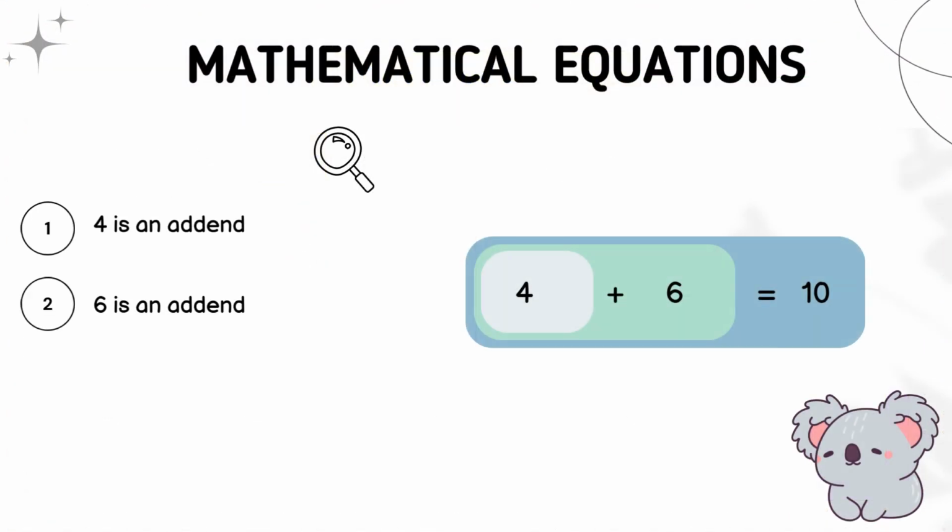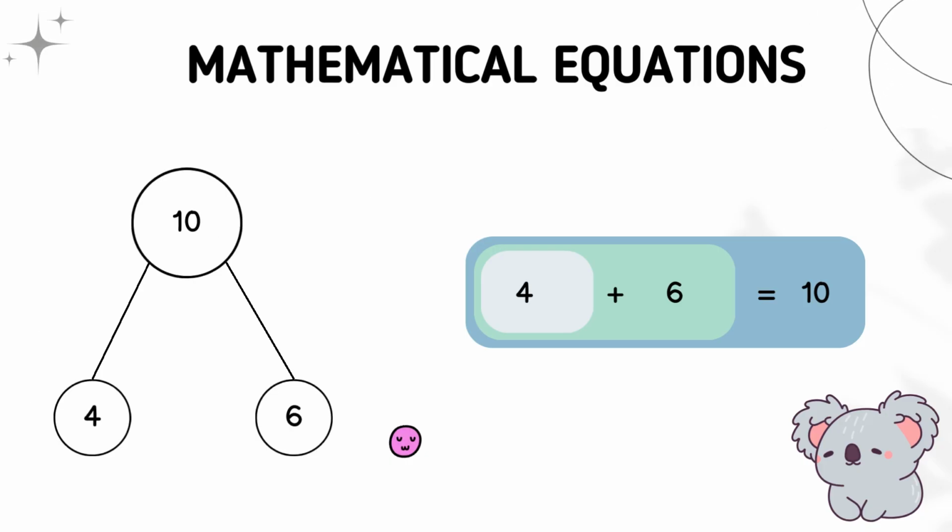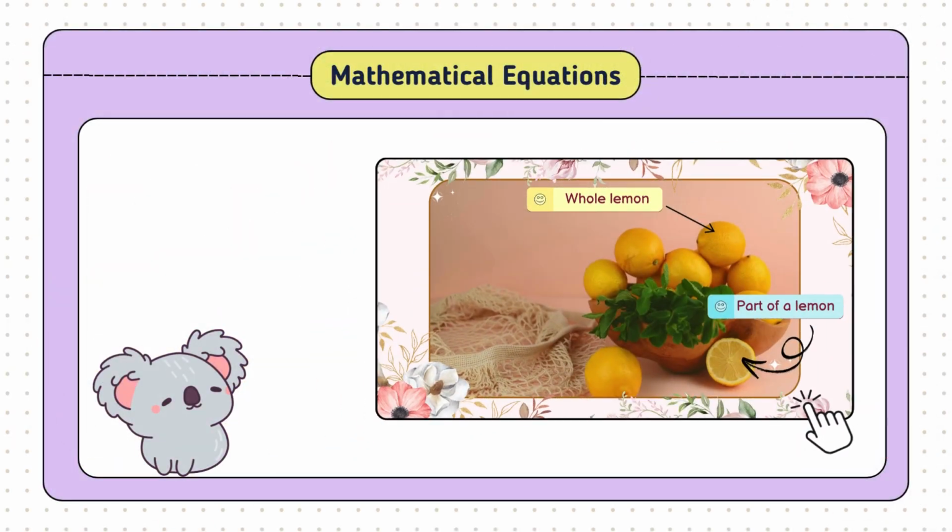4 and 6 are the addends. 10 is the sum. In other words, 4 is a part, 6 is a part, and 10 is the whole. If you're unsure about the concept of wholes and parts, feel free to check out our video on that topic. The link is in the description below. Now that you understand what an equation is, let's explore different representations and real-world scenarios.